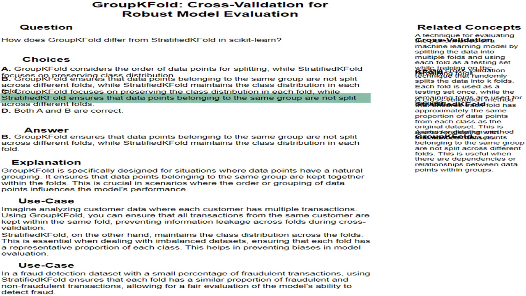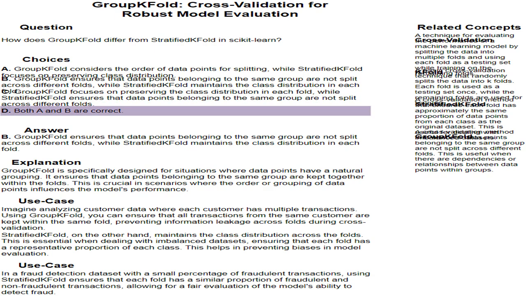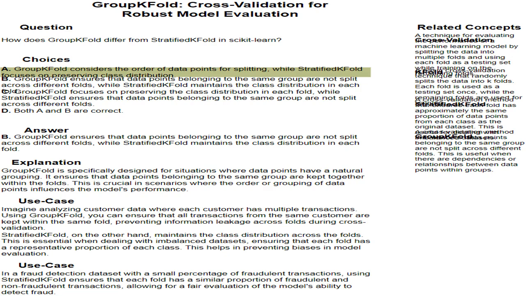Group K-fold focuses on preserving the class distribution in each fold, while stratified K-fold ensures that data points belonging to the same group are not split across different folds. Both A and B are correct. Group K-fold considers the order of data points for splitting, while stratified K-fold focuses on preserving class distribution. False. This statement is incorrect.